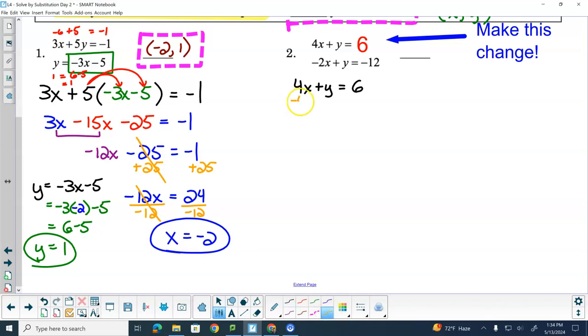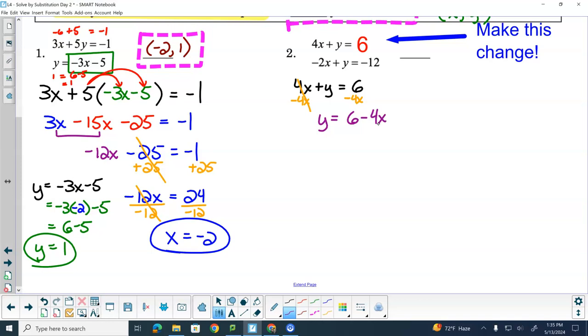Yep, exactly. You subtracted 4x from both sides, and that got you y equals 6 minus 4x. Now, I know you wrote it as negative 4x plus 6, but those mean the exact same thing. Okay? Time out. Everyone has to understand that part. If you don't understand that part, you're not going to be able to solve these problems, because that is literally step number 1.